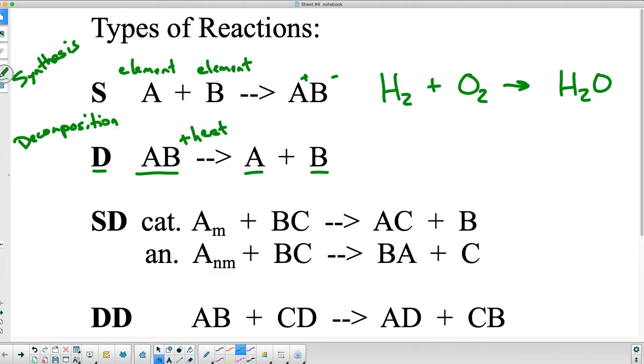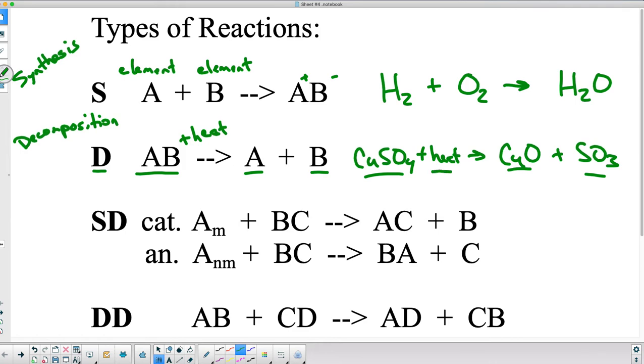So on the left hand side you will see just one compound, or you will see one compound plus heat. Something like copper sulfate plus heat yields, and then it would be CuO plus SO3. Okay, do not worry about how to get these compounds on the other side. I'm simply showing this to you so you can see that there's one compound here plus heat, and that's what a decomposition reaction is. Okay, that's my example of a decomposition reaction.